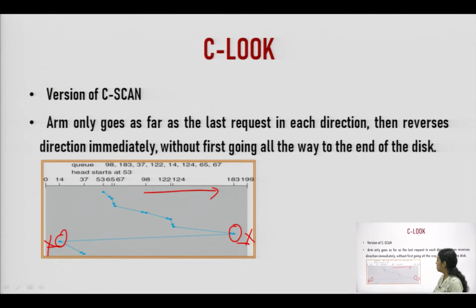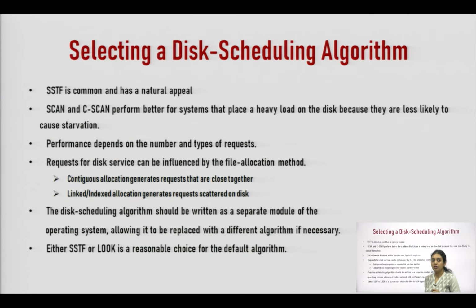So, these are all the disk scheduling algorithms that we have. Now, finally, selecting a disk scheduling algorithm. As I have already told while discussing SSTF, it has a natural appeal because it gives us the minimum head movement, or the most optimum head movement, in most of the cases. But obviously no algorithm can give the best performance in every case, because there are a lot of constraints. Scan and C-scan perform better for systems that place a heavy load on the disk, because they are less likely to cause starvation.